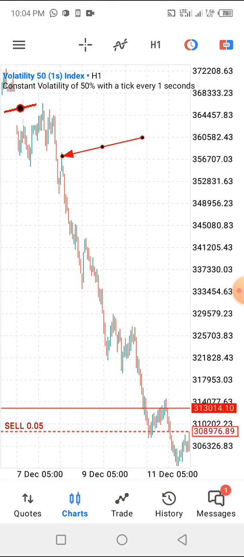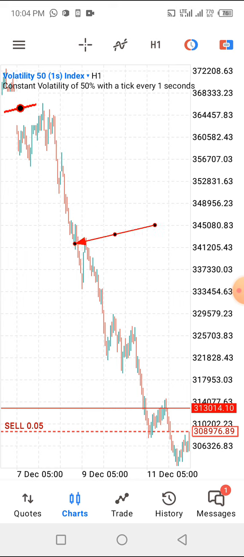When it started buying, it didn't pass the first high we had here. It created another high, which is a lower high than the previous one, and continued selling. There was a little pullback here that created another low, which was lower than the first one.